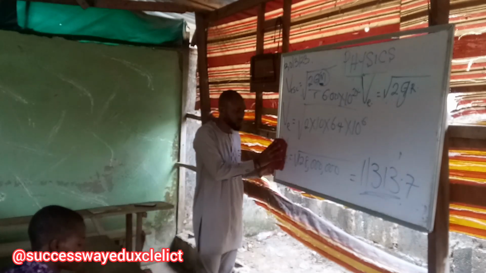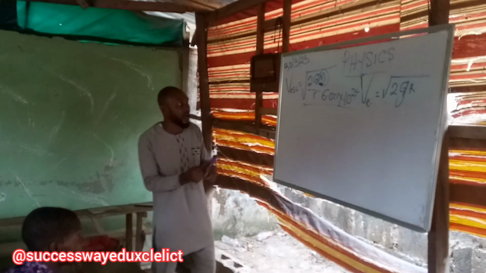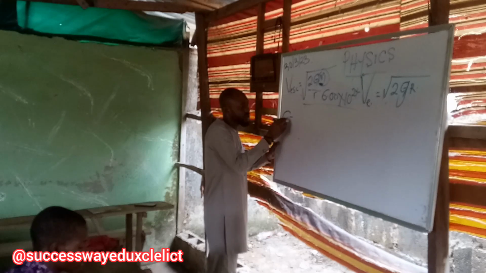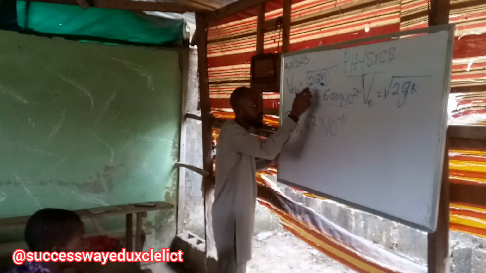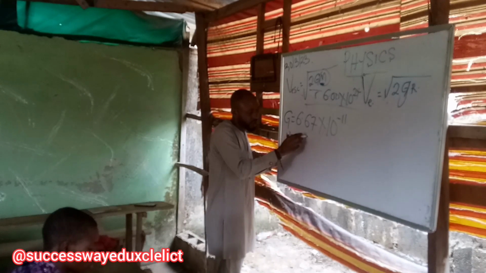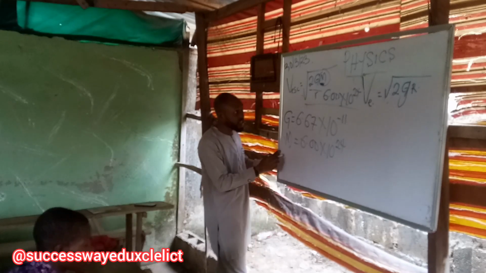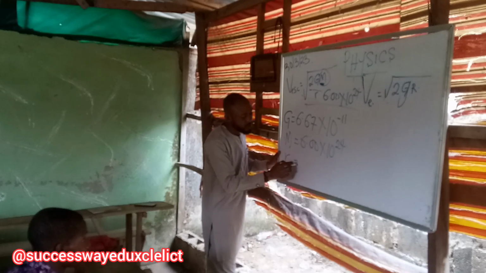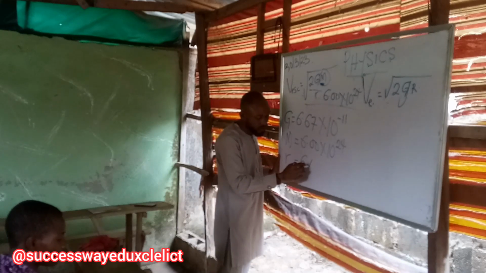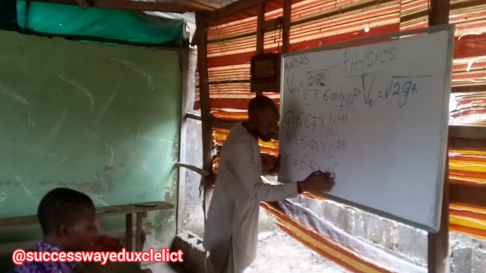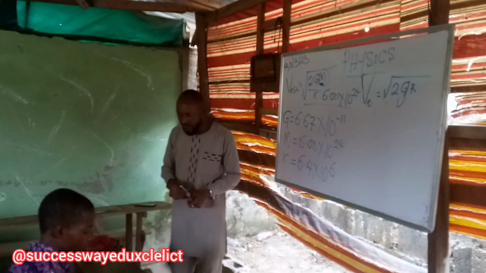Try it out. We should be able to have a similar answer. I've given you here, our G is equal to 6.67 times 10 raised to the power minus 11. Our M, which is the mass, is equal to 6.00 times 10 raised to the power 24. From the question, they gave us our radius as 6.4 times 10 to the power 6. That's all. So all you need to do is substitute into this. You should be able to arrive at a similar answer.